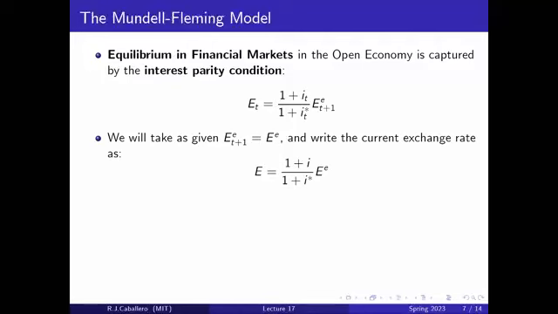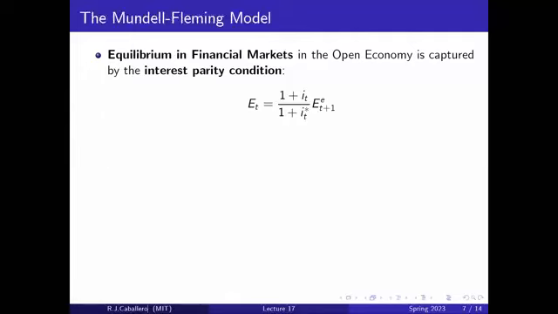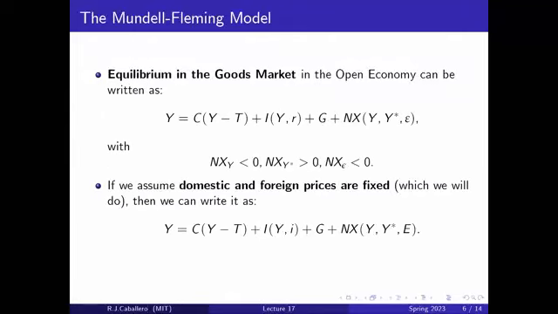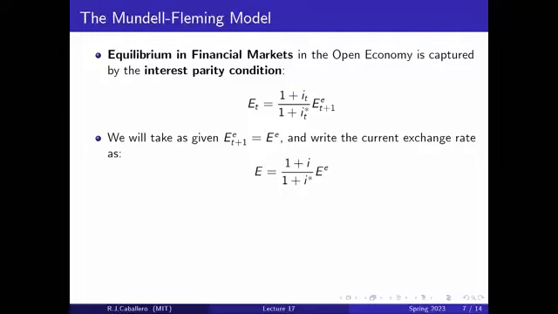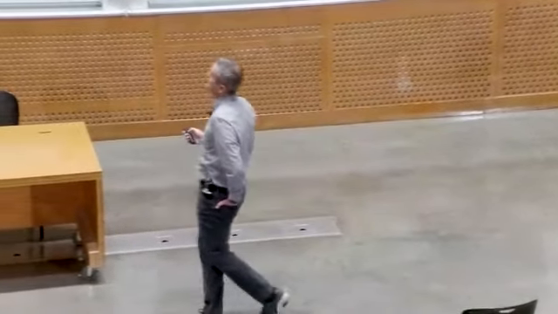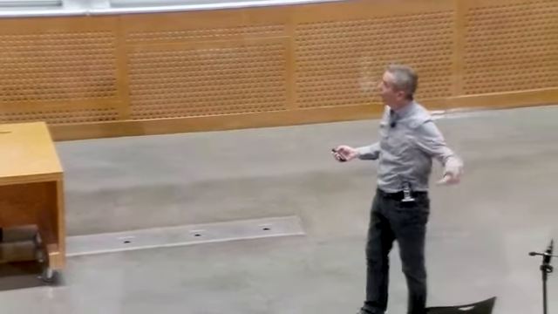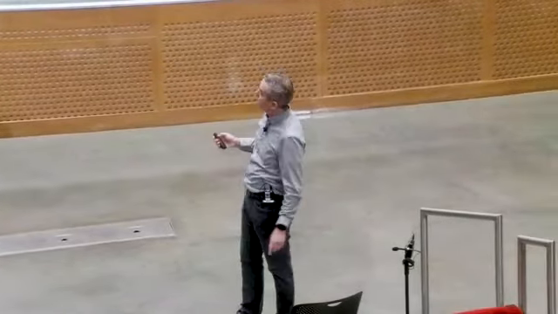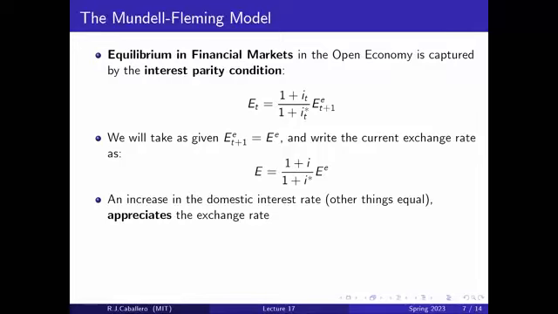So if I take this as fixed, now I have an equation. Remember, I was looking for an equation here for my exchange rate. Once I do that, then I have what I want. I have an equation for my exchange rate today. It's just a function of domestic interest rate, international interest rate, and the expected exchange rate. Okay? So I know the following, for example. I know that an increase in the domestic interest rate, other things equal, appreciates the exchange rate. You know, I can see it in the equation. If I move the domestic interest rate up, the exchange rate goes up. That's an appreciation. The dollar becomes more expensive.